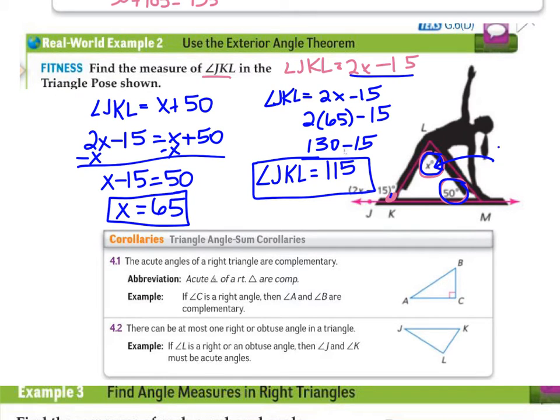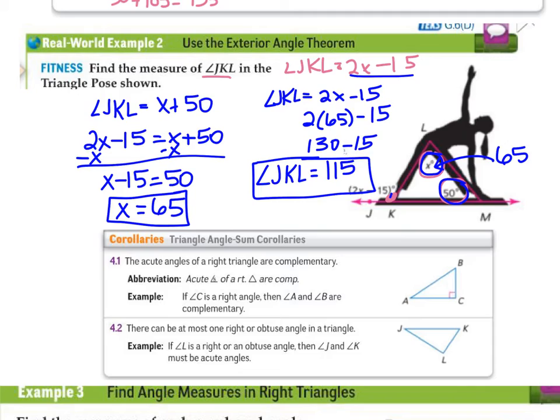All right, so looking at this in another way, look at this interior angle. Okay, we know x is 65. We also know, and remember, our exterior angle equals these two interiors added together. So 65 plus 50 is in fact 115. So there's technically two ways you could solve for this, after you figure out what x is.